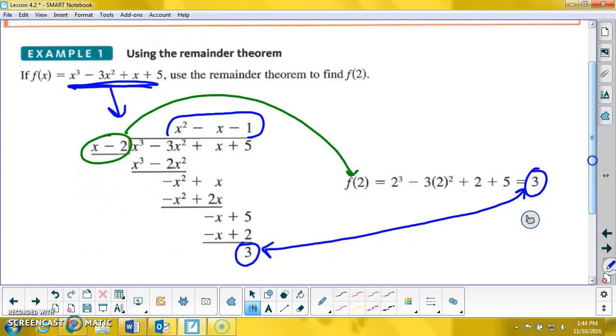So the remainder theorem is helpful and handy for basically just figuring out the remainder and not caring about the quotient.